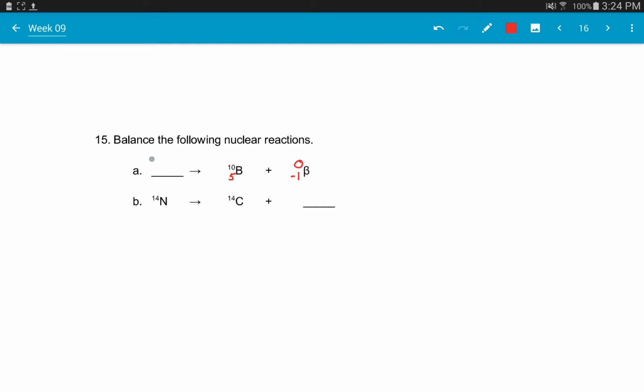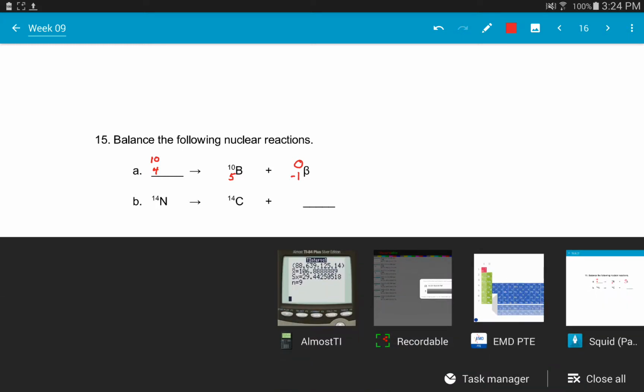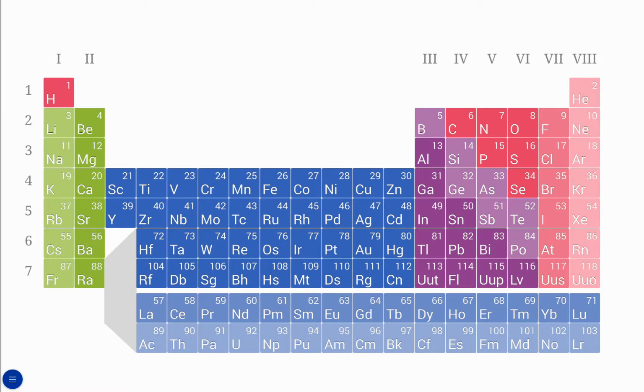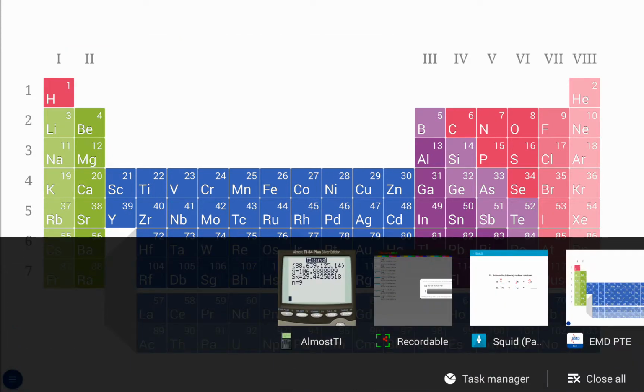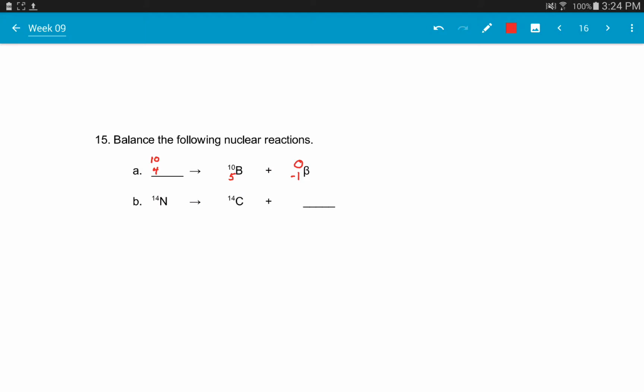Now, the numbers on top have to add up to what we started with, and the numbers on the bottom have to add up to what we were starting with as well. So, if we go to the periodic table and look for the element with an atomic number of 4, we would be dealing with beryllium. So this would be beryllium-ten as our final answer.